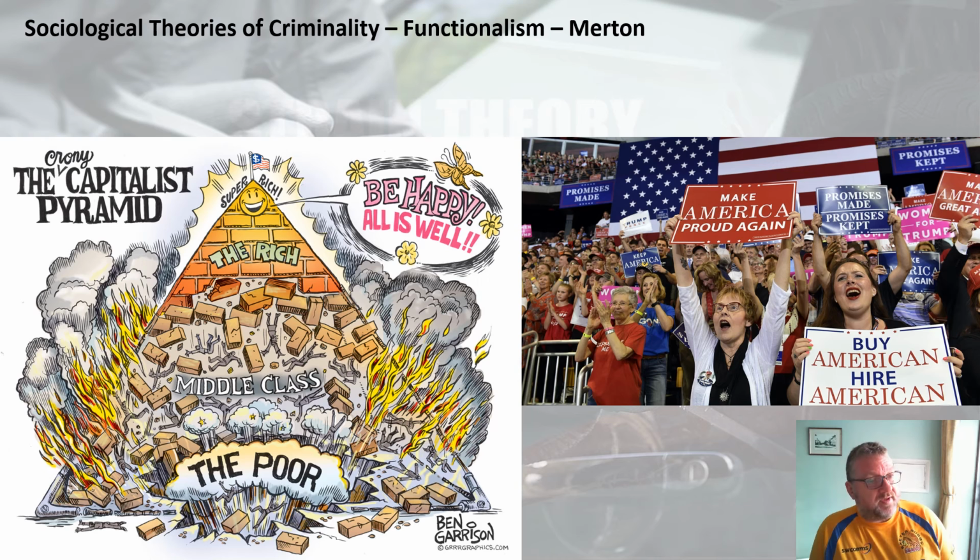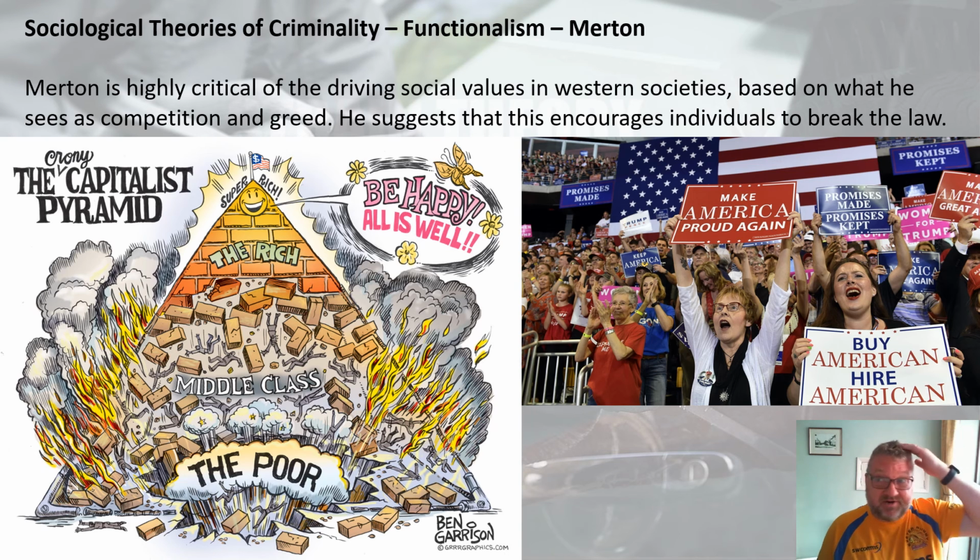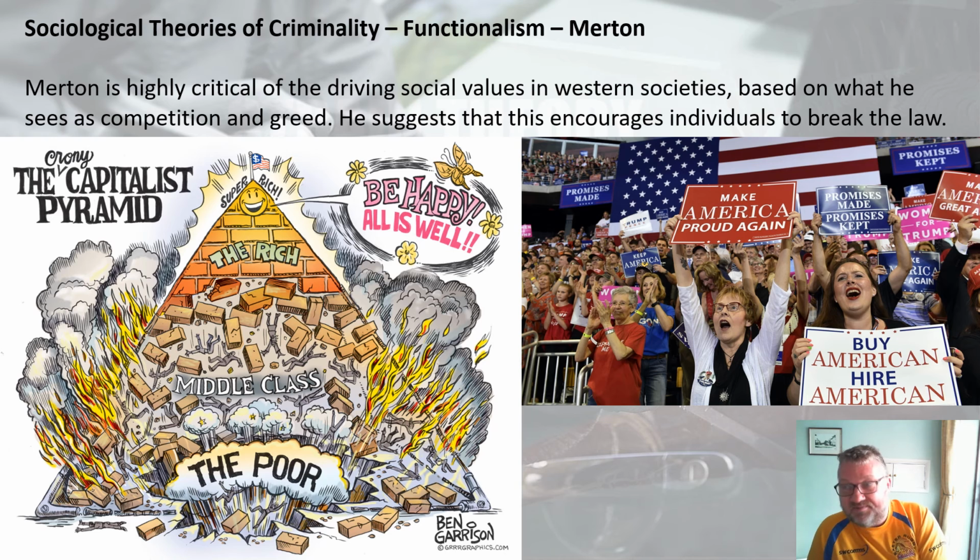So capitalism is without a doubt linked to Merton's strain theory. This idea that at the top, the super rich are doing very well, middle class not so bad, and the poor of course are falling through at the bottom. But of course, there's your American dream: make America proud, buy American, hire American capitalism, and I think that's a Women for Trump rally, but there you go, you can't have everything. Merton's highly critical of the driving social values in Western societies based on what he sees as competition and greed, and he suggests that this encourages individuals to break the law.